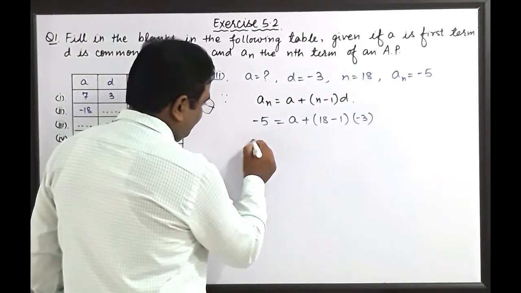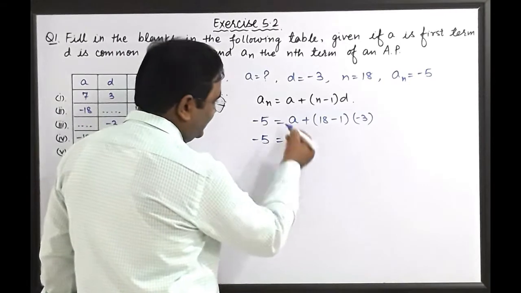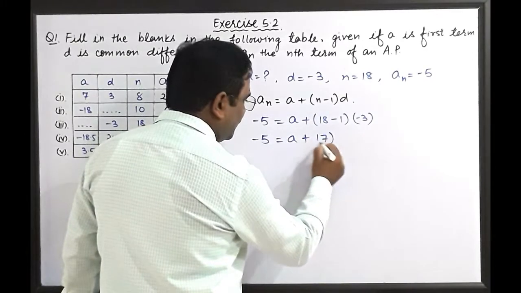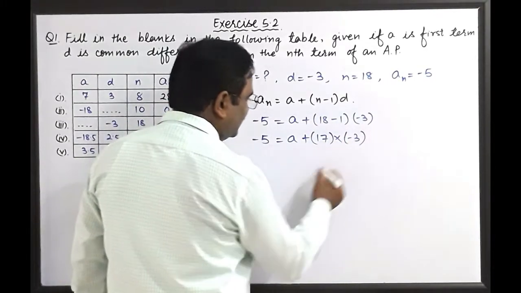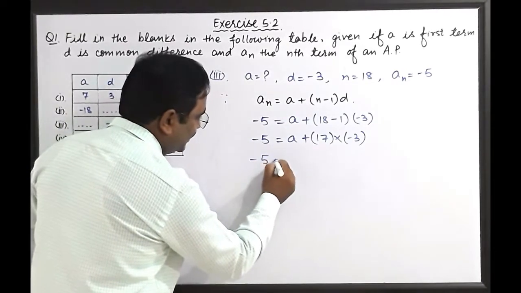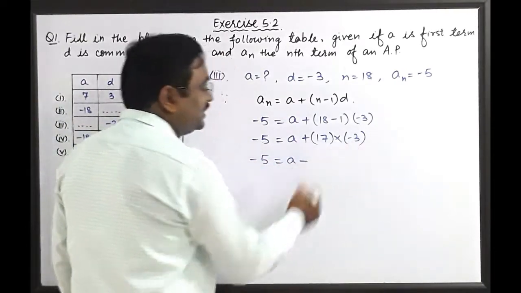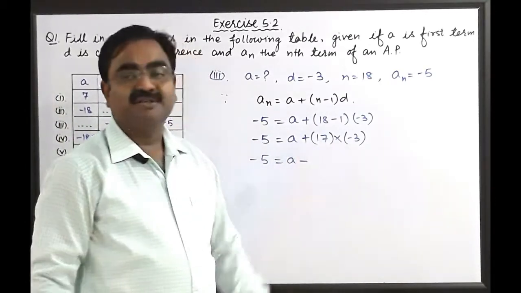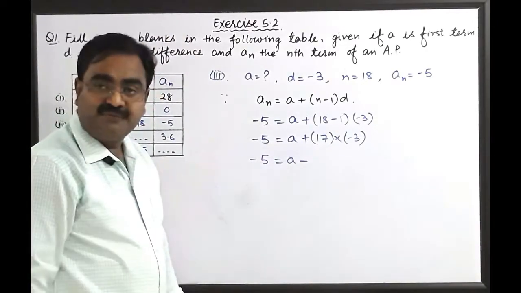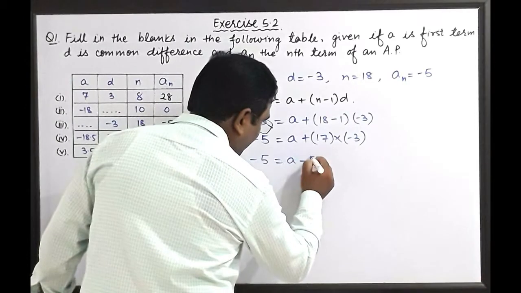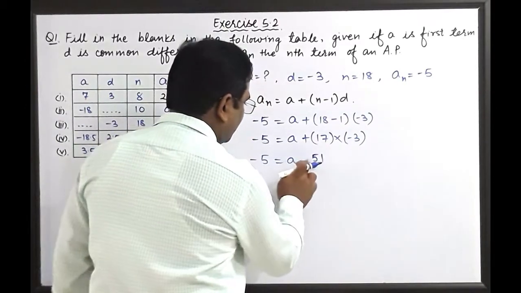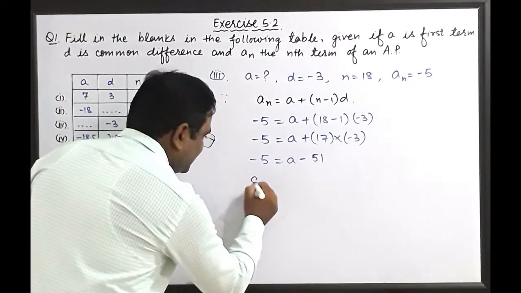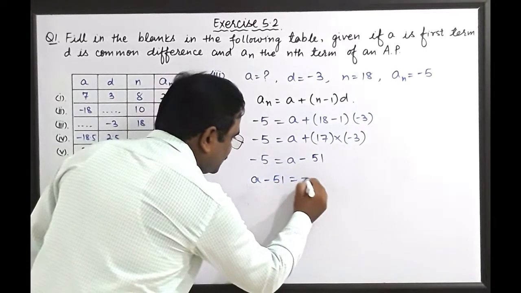So minus 5 equals a on its own place, plus 18 minus 1 is 17, multiplied by minus 3. Let us simplify again. A minus 17 3s is equal to minus 5, because plus into minus becomes minus, and 17 2s are 34 and 17 3s are 51. Now solve it. So this can be written as a minus 51 equals minus 5.